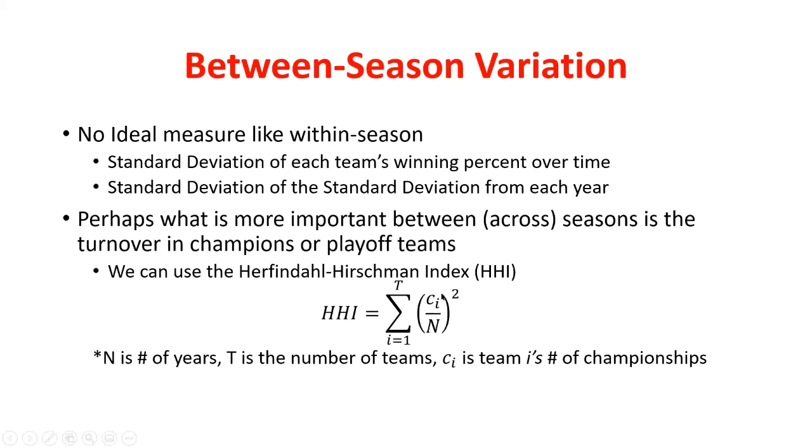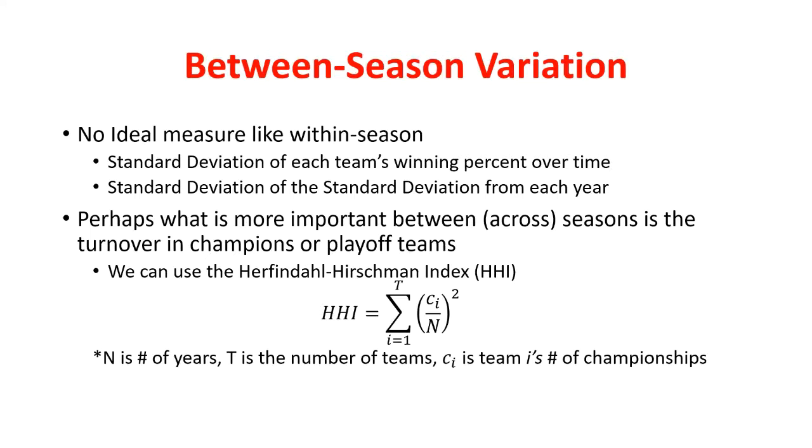I'm going to take that ratio and square it. And then I'm going to do that for every single team, okay? So you can imagine if I have 20 years and I have 20 different teams winning, this is going to be 1 over 20 squared added up 20 different times. I don't know what that is off the top of my head, but it's going to be pretty low, right? 1 over 20 is like 0.05, and you square it, and you add, it's going to be relatively low.